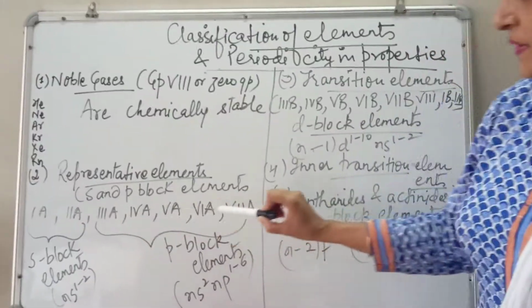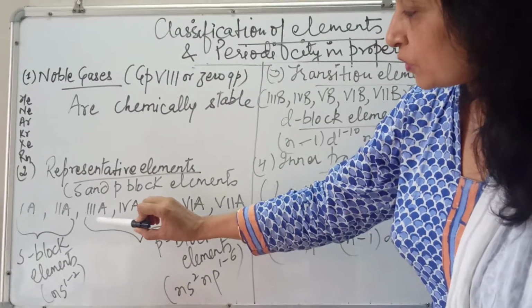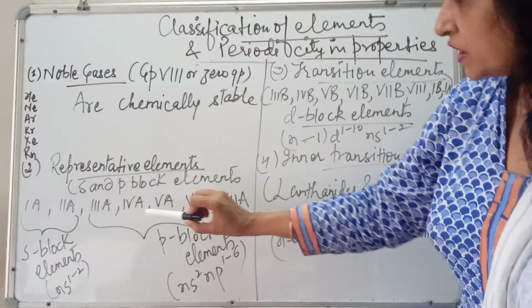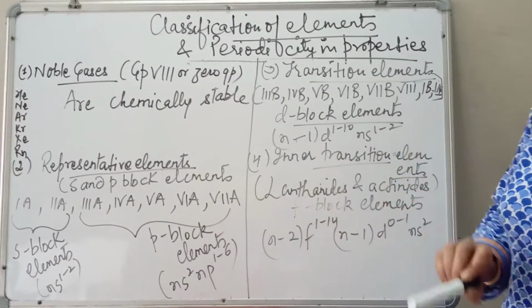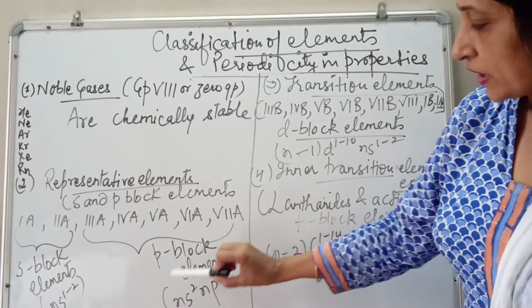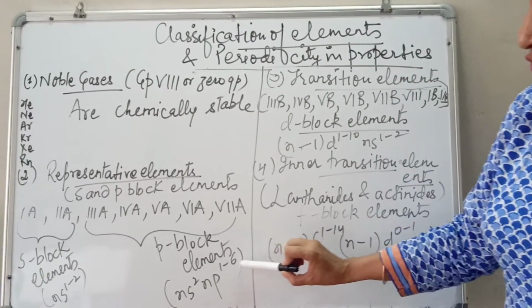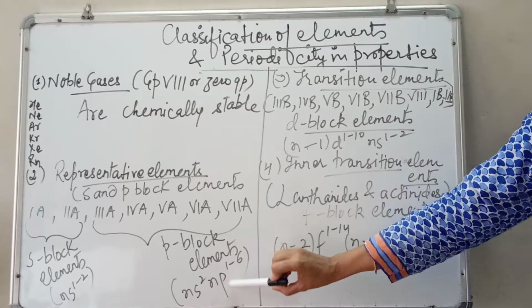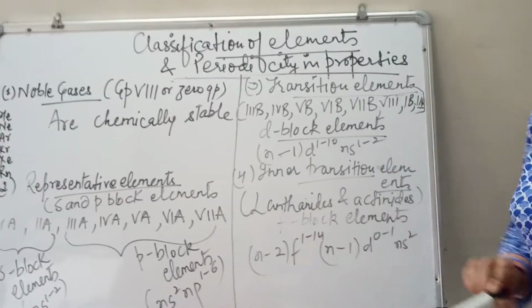Now come to P block elements. In P block elements come groups 13, 14, 15, 16 and 17, and the configuration of P block elements is ns2 np1-6, meaning the P orbital has 1 to 6 electrons.